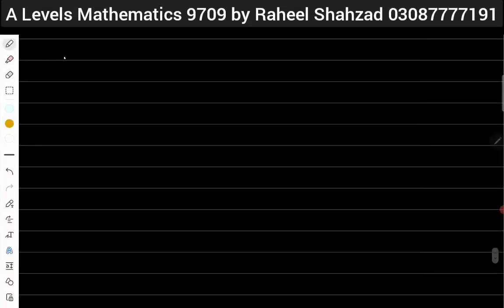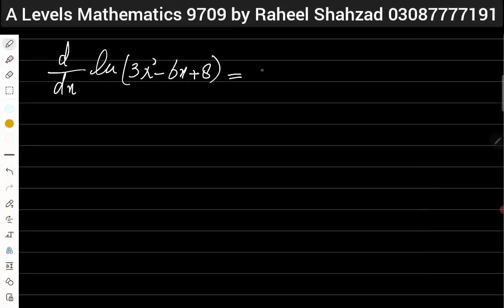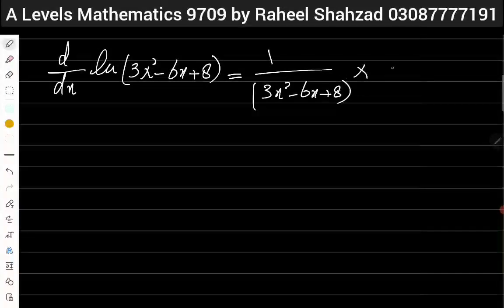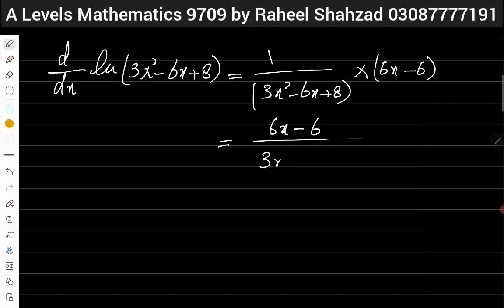Another question, we have to find the derivative of natural log of 3x square minus 6x plus 8, that will be equal to 1 divided by 3x square minus 6x plus 8 into the derivative of this angle, that is 6x minus 6. So my final answer is 6x minus 6 divided by 3x square minus 6x plus 8, right?